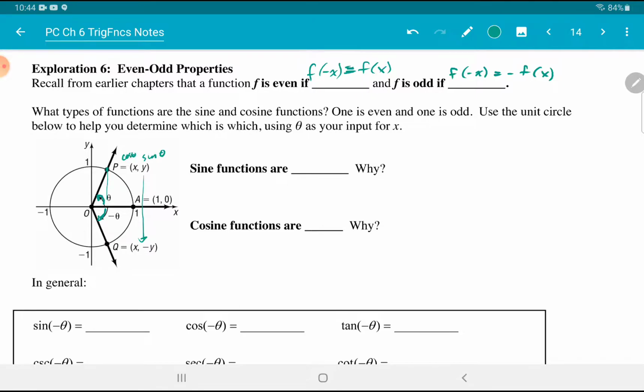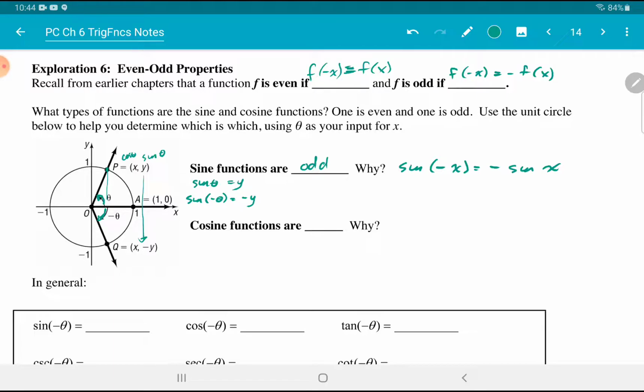So therefore, what we're seeing here is that when you have sine of theta giving you a y value, but then sine of negative theta is giving you a negative y value, that's showing you that this is an odd function. And it's odd because sine of negative x is giving us negative sine of x.